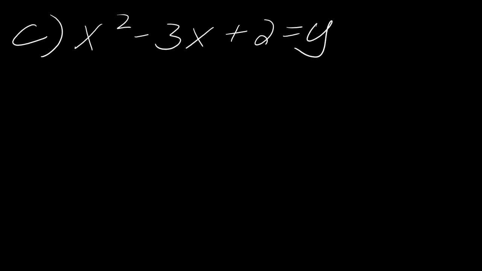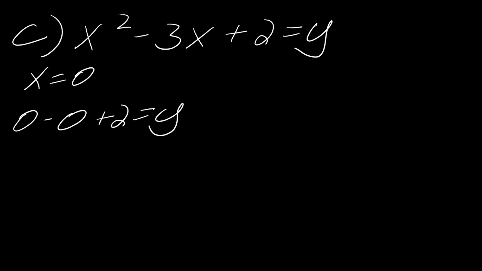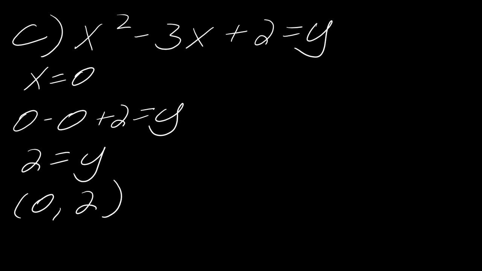All right, so one more time, I think you should pause and just try to find the x and y intercepts. Just think about all the math that you know to approach this. So I'll go ahead and solve this. So I have x equals 0, so I'm going to set x equal to 0, so I get 0 minus 0 plus 2 equals y. So that's going to give me that y equals 2. So my first intercept is (0, 2).